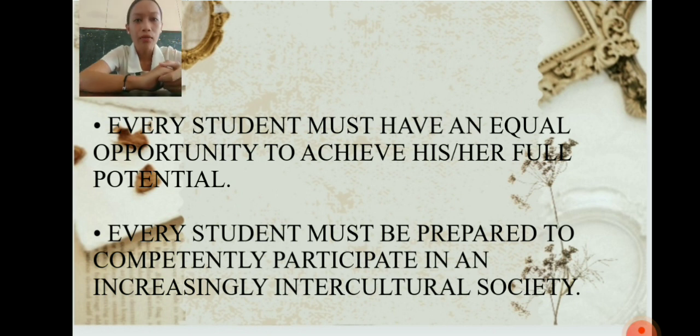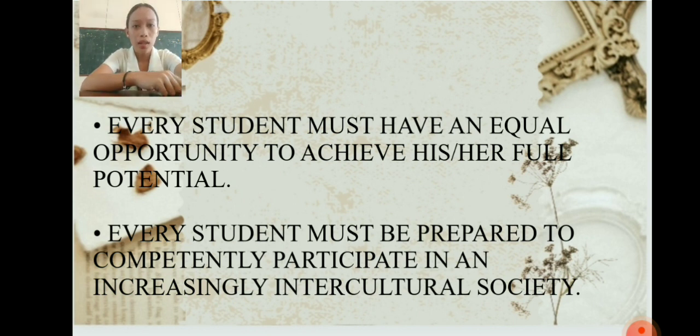First is every student must have an equal opportunity to achieve his or her full potential. So every student must attain the highest educational level of achievement in the school. Every student must have an equal opportunity because we are discussing multicultural education, and this means to have justice and freedom within the school.